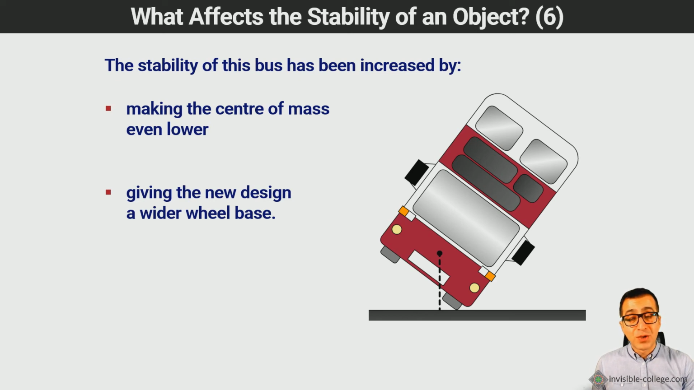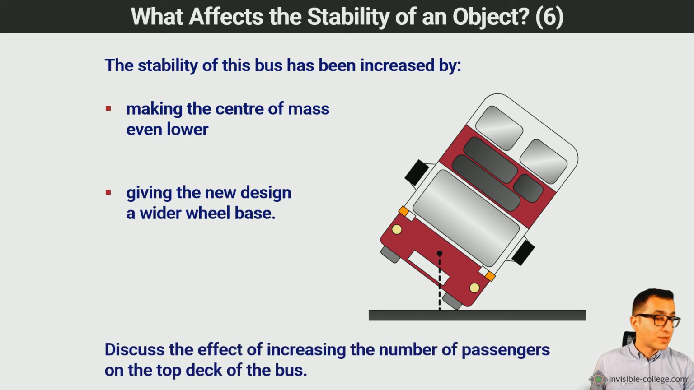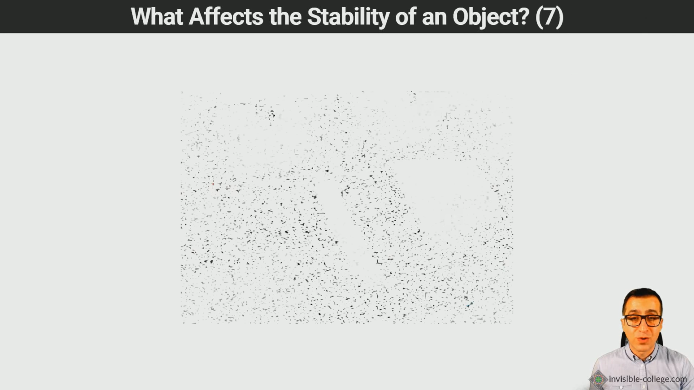Here's something for you to consider, and those of you in attendance, we'll discuss this in the discussion shortly. How would increasing the number of passengers on the top deck of the bus affect the stability of this bus, even this new design? To finish off, I'm going to show you this photograph.